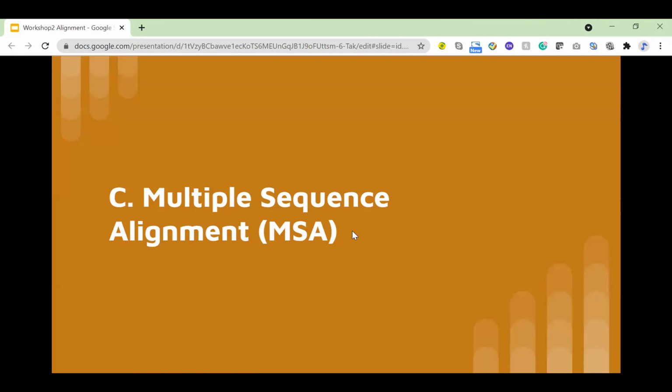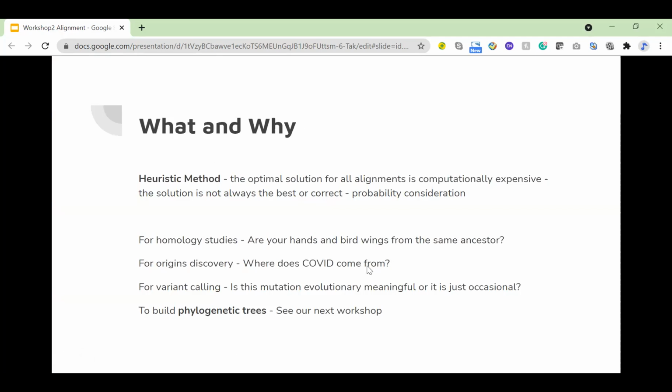Dynamic programming is really about finding the optimal solution. Of course, if you're dealing with a lot of sequences, you can't really find the optimal solution locally. So maybe you need to sacrifice some of the local optimizations to achieve global optimization for all of those sequences together. So we have this method called the heuristic method, where we introduce probability into consideration.